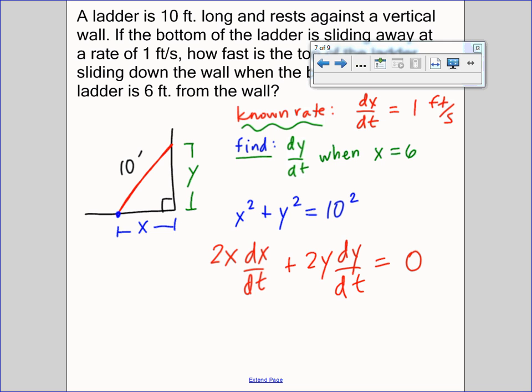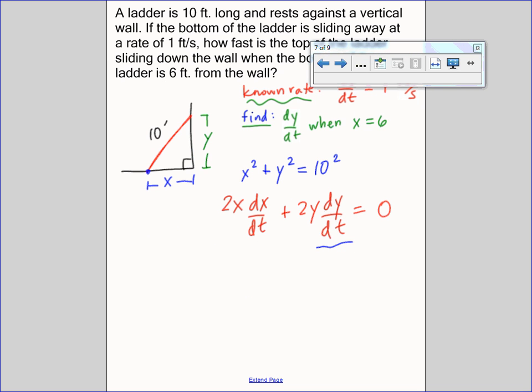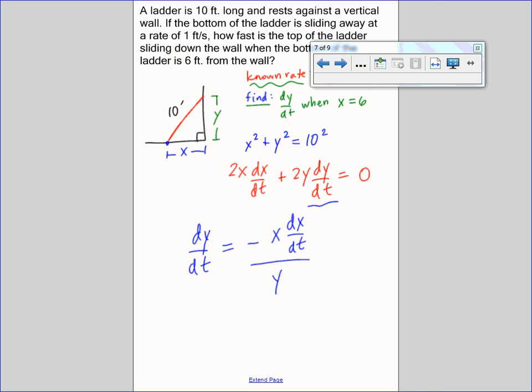We wanted to find dy/dt. So I like to isolate first, plug in last. That way we don't miss anybody. We're going to go ahead and solve for dy/dt, and we'll do that by subtracting over our 2x dx/dt and dividing by our 2y, so I'm going to divide out the 2's already. I get negative x dx/dt all over y, and then we'll plug in last.